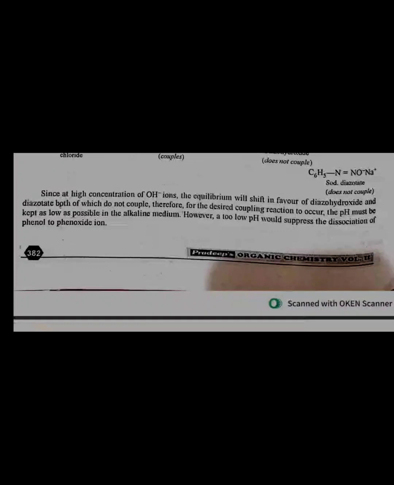Since at high concentrations of OH- ions the equilibrium will shift in favor of diazohydroxide and diazotate, both of which do not couple, for the desired coupling reaction to occur the pH must be kept as low as possible in the alkaline medium. However, too low a pH would suppress the dissociation of phenol to phenoxide ion. Therefore, to carry out the coupling reaction, an optimum pH is needed. In actual practice, the optimum pH for the coupling reaction is between 9 to 10.